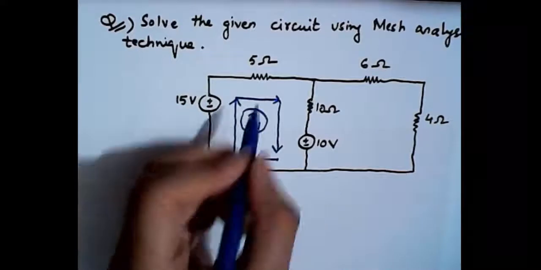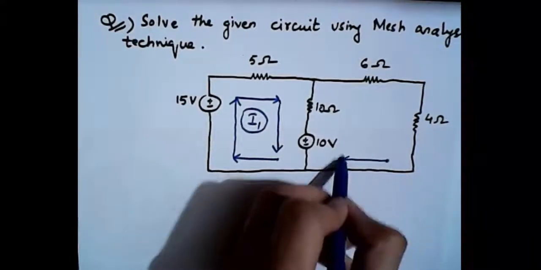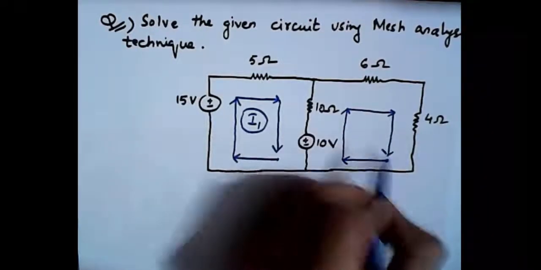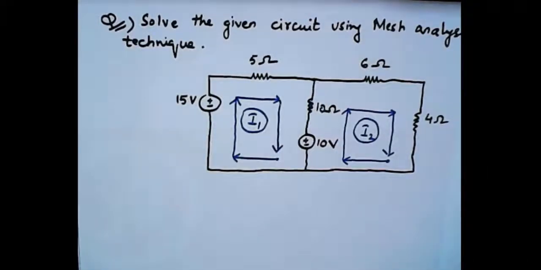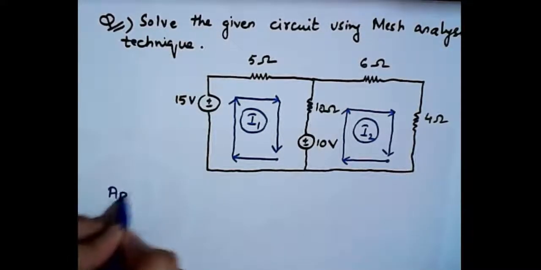We say that the current through this loop is named I1. Similarly, we have this loop which starts from this point and then moves in a closed path to end up at the same point, and we can say that the current through this loop is now I2, right?